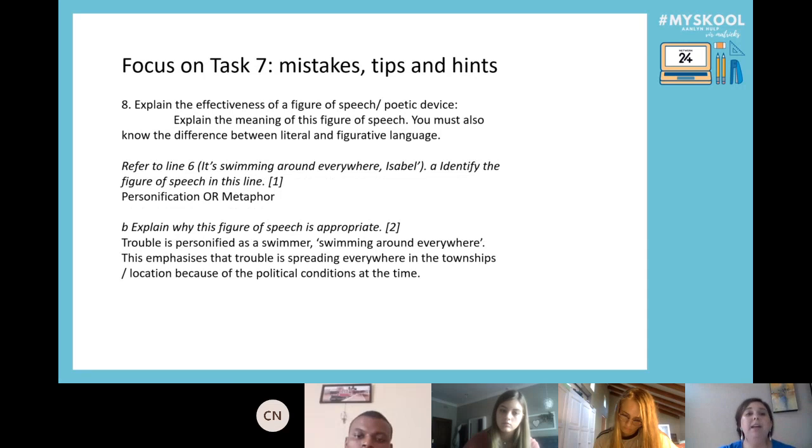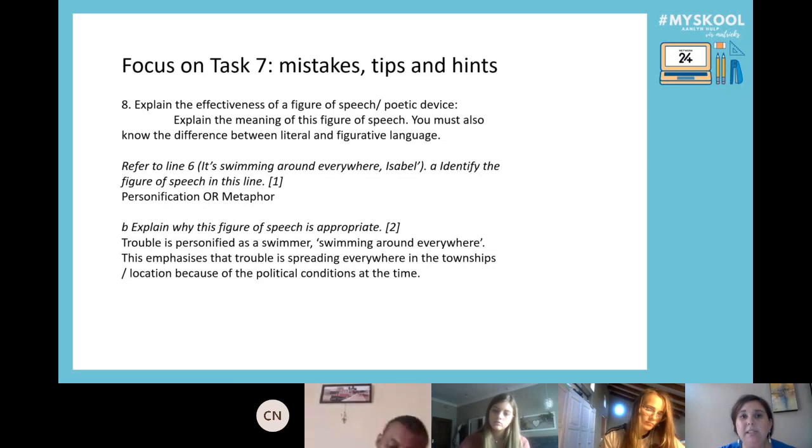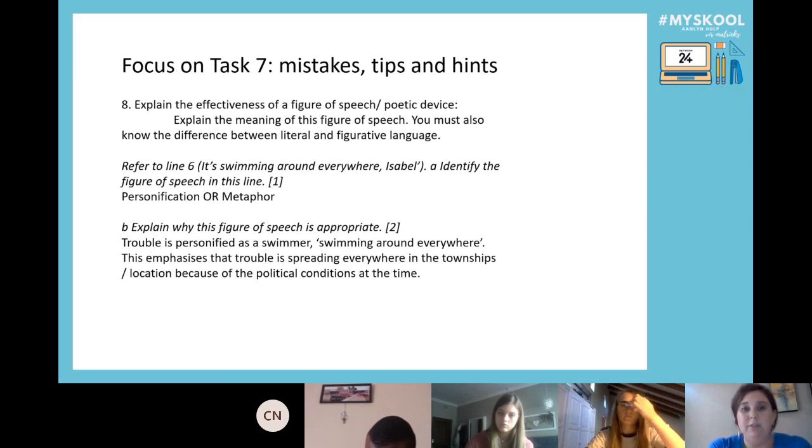Then, number 8, the effectiveness of a figure of speech or poetic device. You must explain the meaning of this figure of speech. You must also know the difference between literal and figurative language. Now, Laila, can you tell me the difference between literal and figurative language?